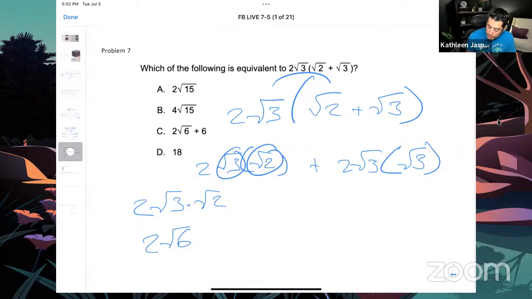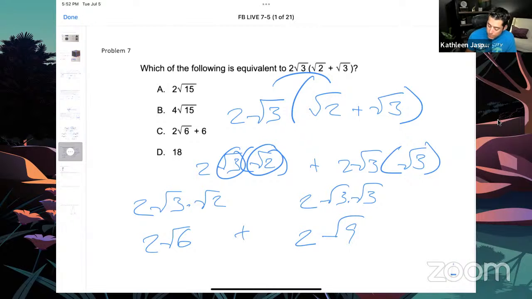Same thing here, 2 square roots of 3 times square root of 3. That's 2 square roots of 9. So then these are being added to each other. Now comes simplifying. Can we simplify 2 square roots of 6? No. Can we add 2 square roots of 6 to 2 square roots of 9? No, they're not the same.